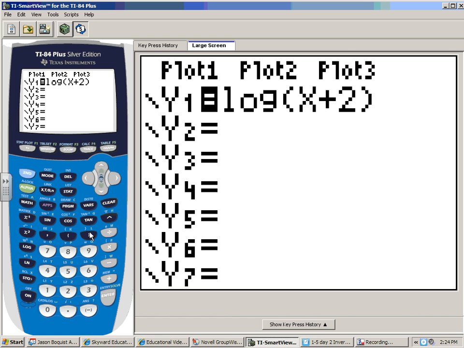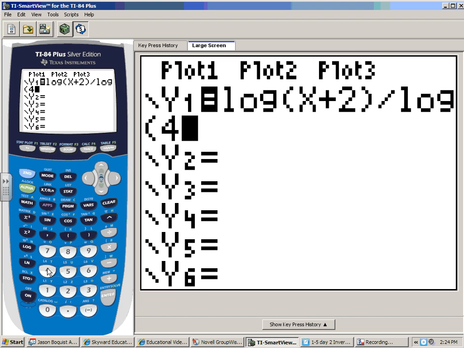Divide by log 4. Not something you would suggest, but you do have to divide by log 4. Close a parenthesis. Minus 5. Yep, that's exactly how you type it in. The calculator will know that those first two go together, and then minus 5, that's how it'll calculate it for you.